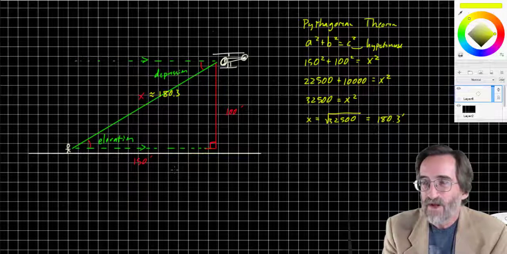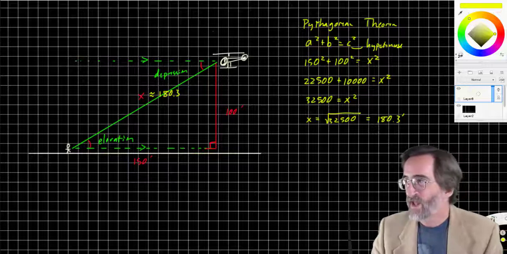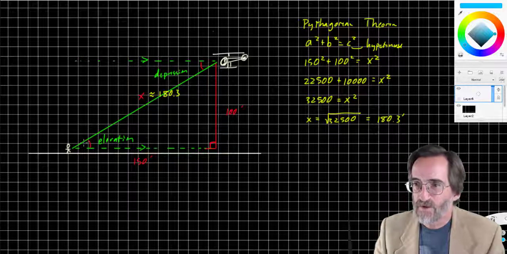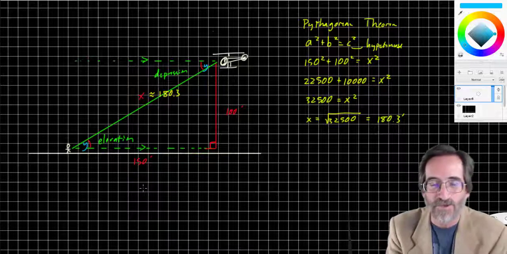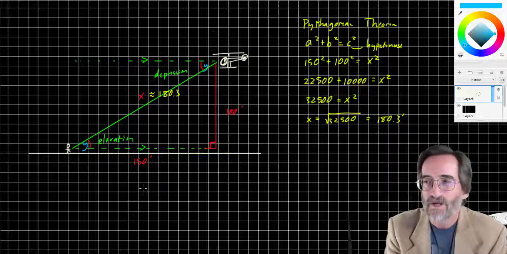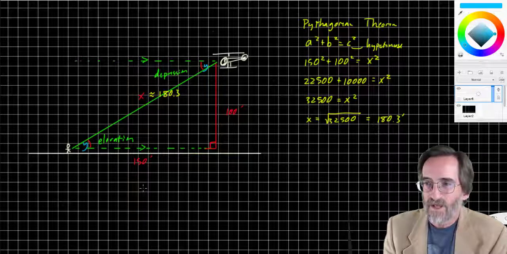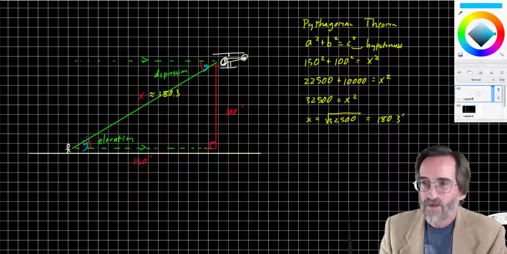We might be asked another question: what is the angle of elevation? Let's call this y, or the angle of depression. They're the same thing really in this context because alternate interior angles are congruent. All right, so in that case, then we can use a trig function, right?